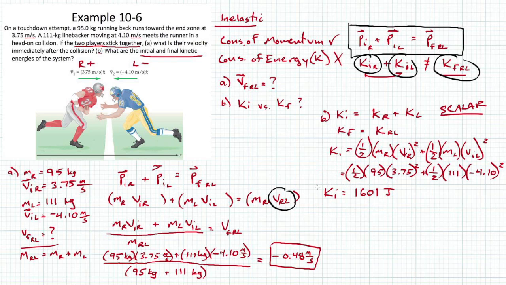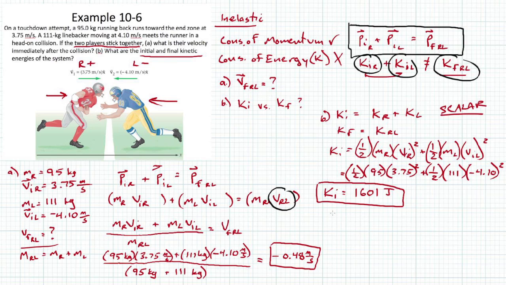That's a bad last line right there. Let's try that again. That's still really bad. My goodness. Last try. There we go. Okay, so that's our initial kinetic energy. Those two guys running together have lots of energy that's about to go somewhere.